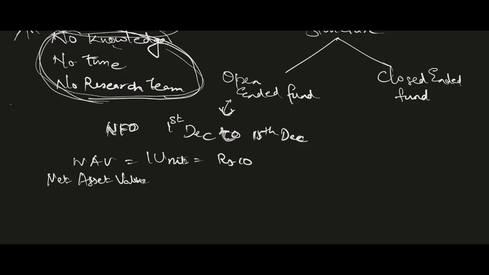In another video I will make, I will speak about how to calculate net asset value. Net asset value means what? Price per unit only. Price per unit. Okay, so in this video I'm sticking to what mutual funds are and their types.